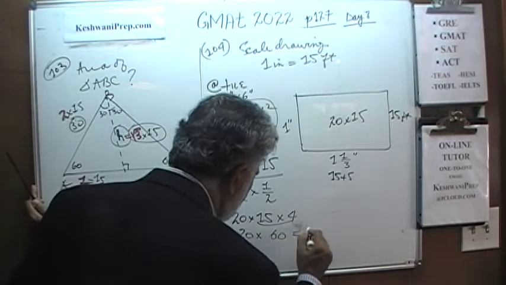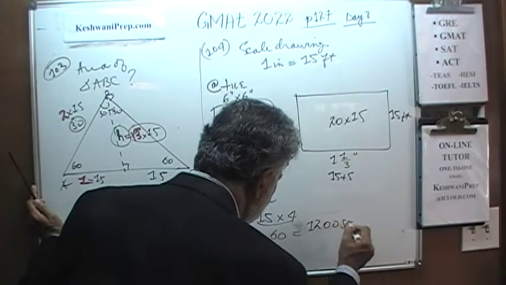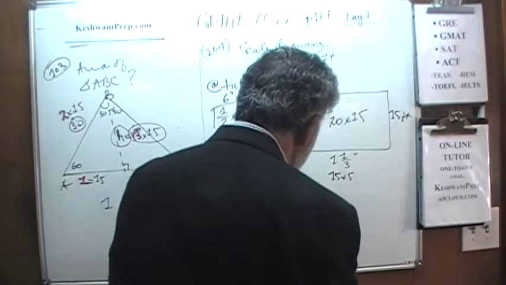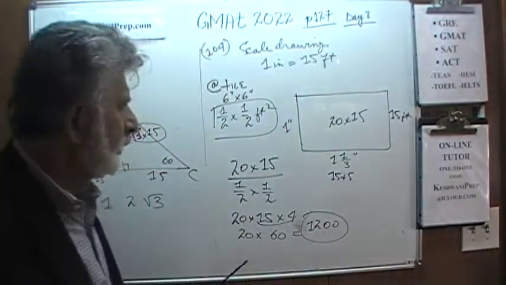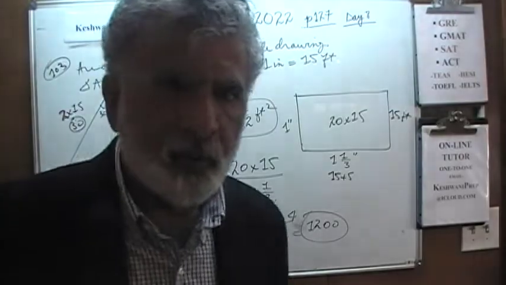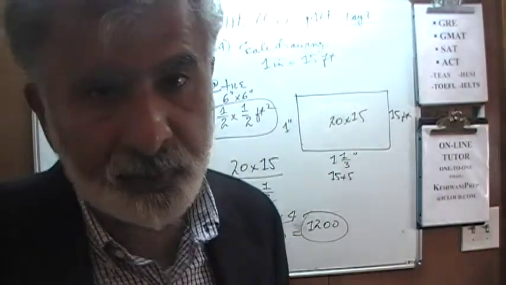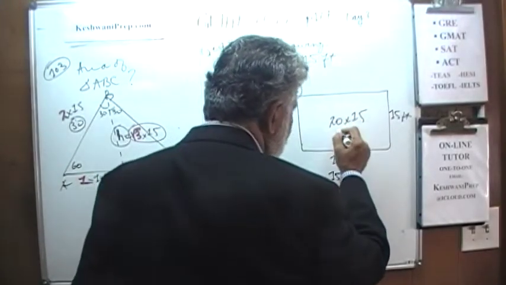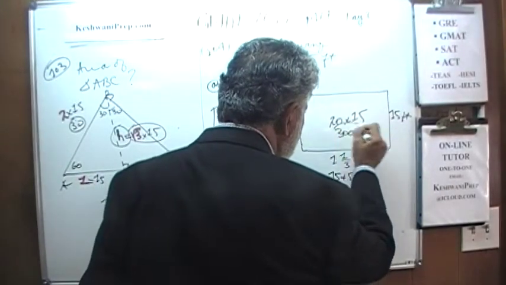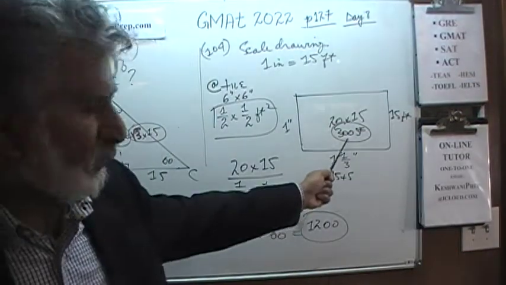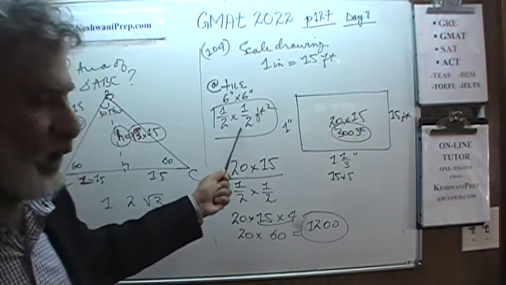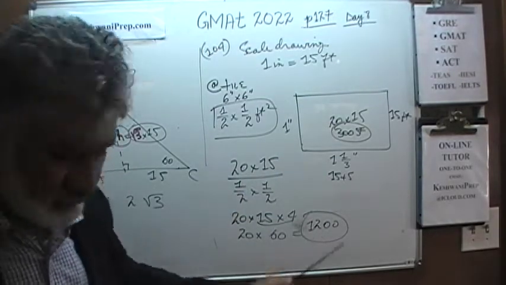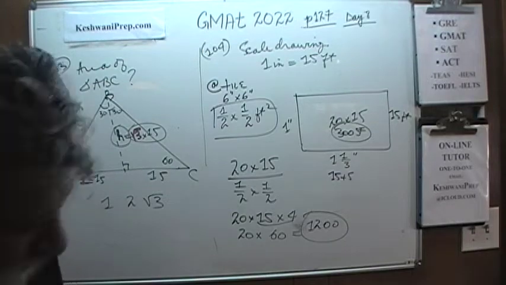2 times 6 is 12. There you go. Oh, not square feet, rather, we're counting the tiles. Which means we're going to end up buying 1200 tiles. Which makes sense, because the area of the floor is 300 square feet, and each tile covers only 1/4 of a square foot. So we have to buy 4 times as many tiles. 1200 tiles. Number 105.